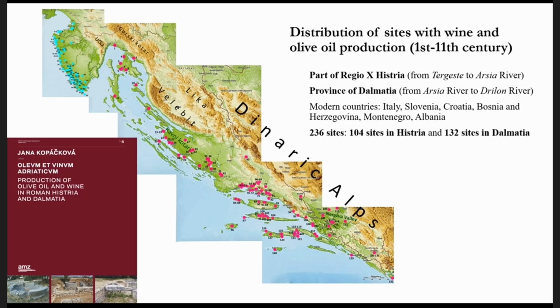I am focusing on the topic of wine and olive oil for more than 10 years, and so far I was able to discern 236 sites with the production of wine and olive oil, and they are dated from the 1st till the 11th century AD.